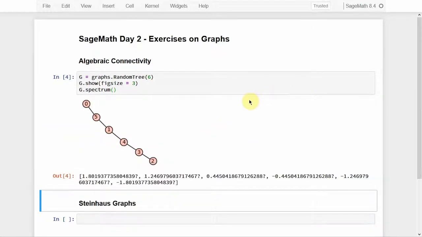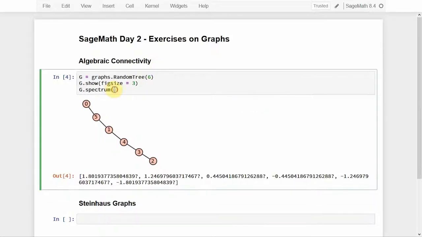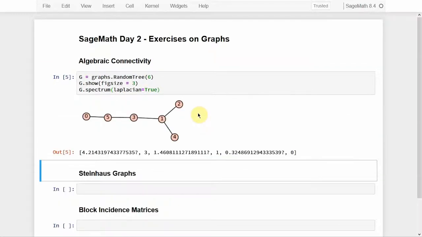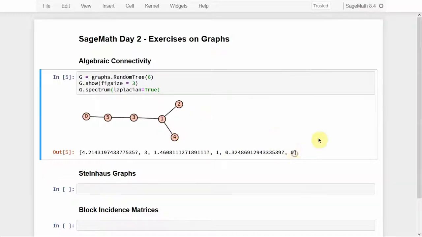Suppose you want the Laplacian spectrum, the eigenvalues of the Laplacian matrix. Here you just have to add an optional argument, Laplacian equal to true. Even if you type this much and tab complete, it comes Laplacian equals true. Now what you get is the Laplacian spectrum. As you can see, 0 is an eigenvalue, because for the Laplacian it's always an eigenvalue.